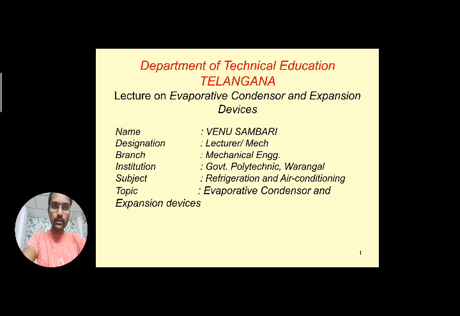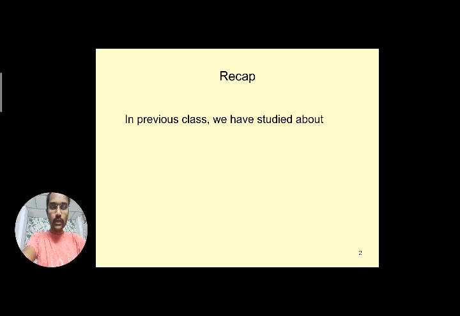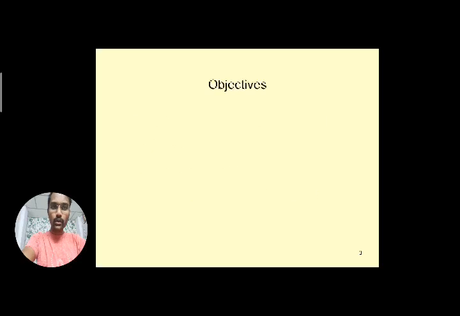Today's video lesson topic is evaporative condenser and expansion devices. Just recall all the topics you have seen in the last video class, regarding the condensers and the types of condensers, depending on the cooling medium like air, water, or a combination of both air and water. We have discussed the different types, seen the diagrams and the explanation on the types of condensers, like air cooled and water cooled condensers.